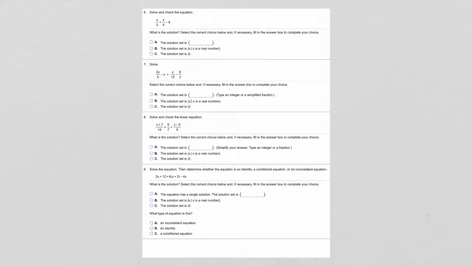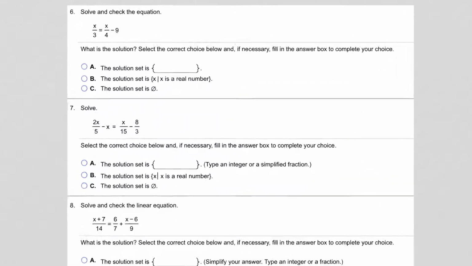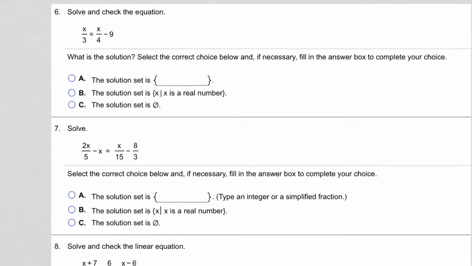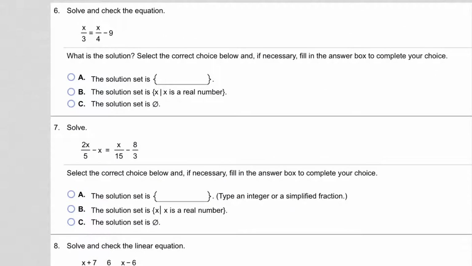Okay. Let's go to number 6 and 7. Here we have fractions. We want to go ahead and get rid of those fractions or clear the fractions out by multiplying the whole equation or both sides of the equation by the LCM. So the LCM in this case will be 12. So multiply everything by 12.